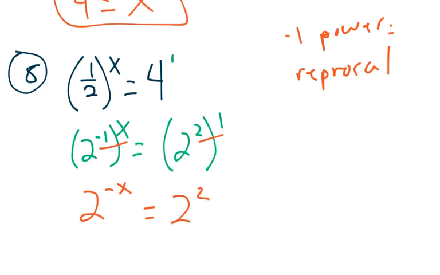Okay, now that we've got the bases the same, I'm going to write this out here off to the right. We can set our exponents equal to each other. Negative x is equal to 2, and then it's just a one-step equation from there. Divide both sides by negative 1. x is equal to negative 2. Let's try a couple more here, and then we'll finish up.